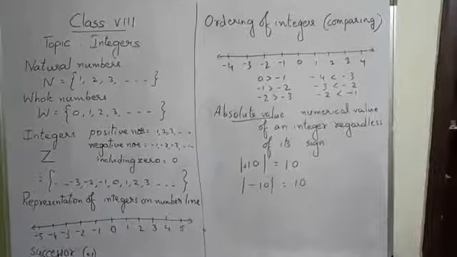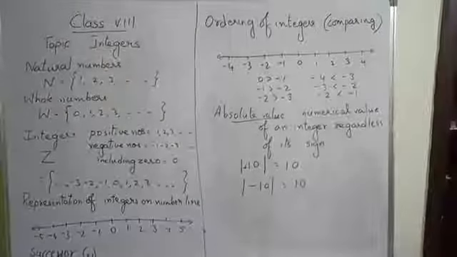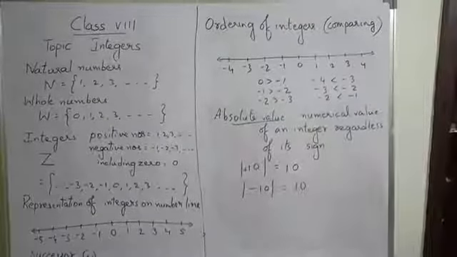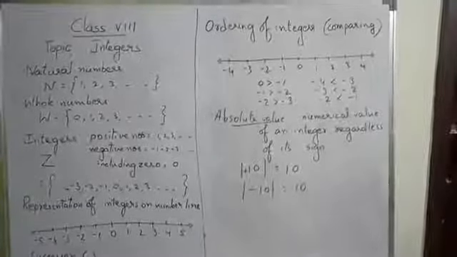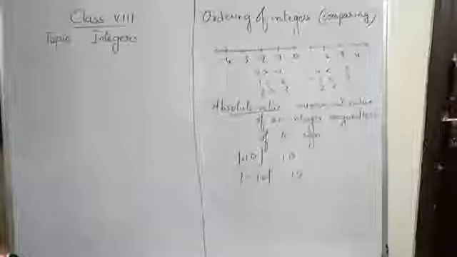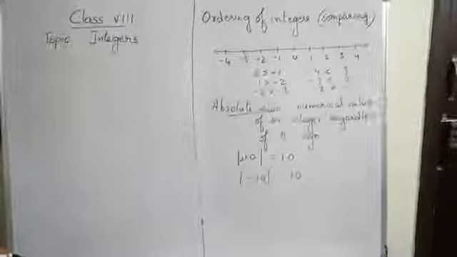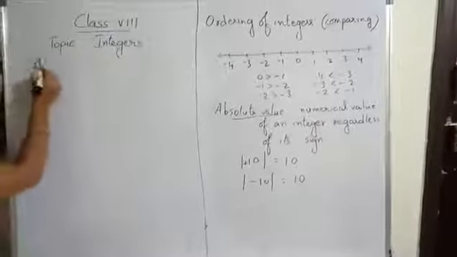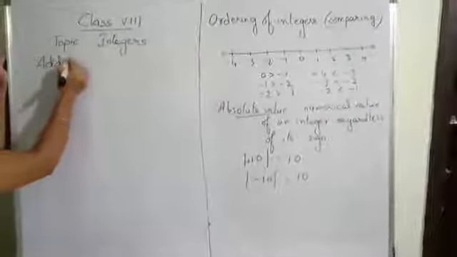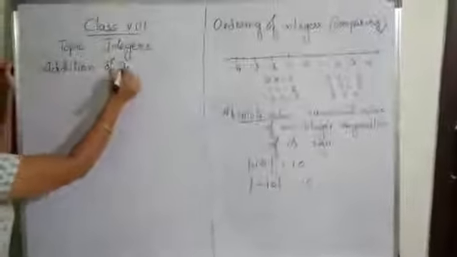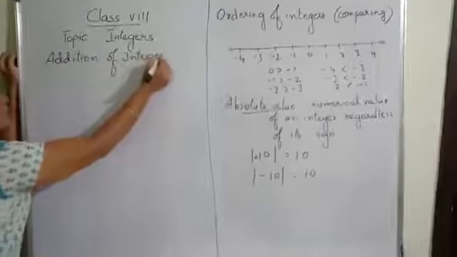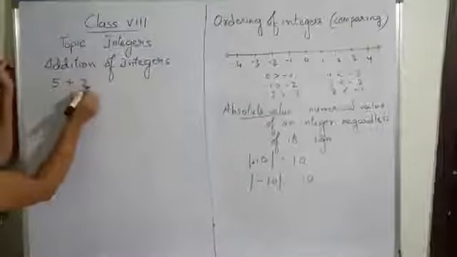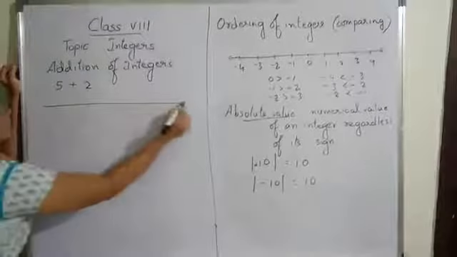Okay children? Now let us learn the different operations on integers: addition, subtraction, multiplication and division. First let us start with addition. Now let us start addition of integers. How to do addition of integers? Let us take an example. 5 plus 2. Draw the number line.